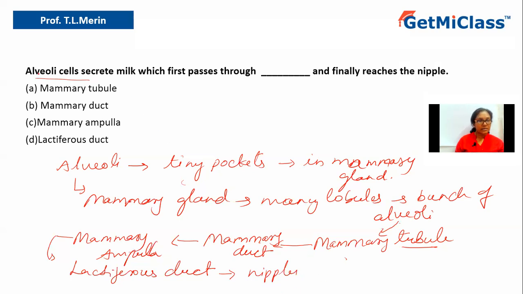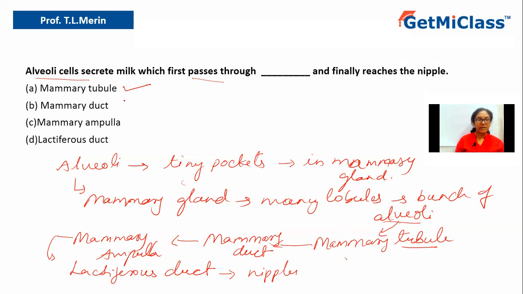So let us read the question. It says alveoli cells secrete milk which first passes through dash and finally reaches the nipple. Which first passes through? Once it is produced in the alveoli, it first passes through mammary tubule. So let us see the options. Option A says mammary tubule. Yes, that is the correct answer.